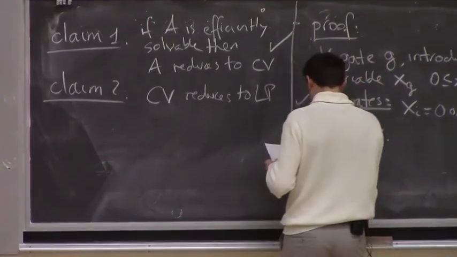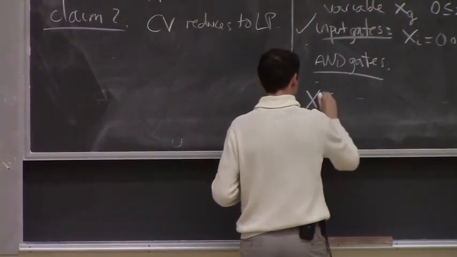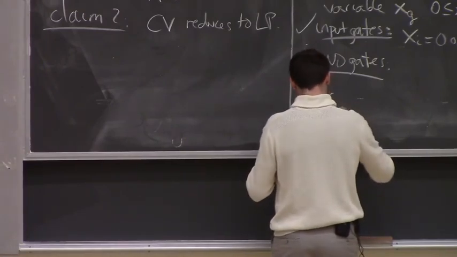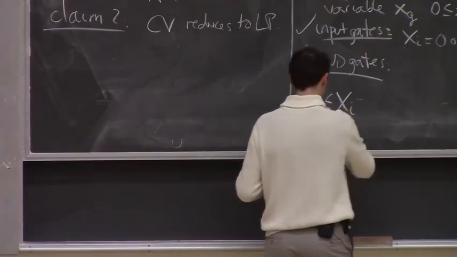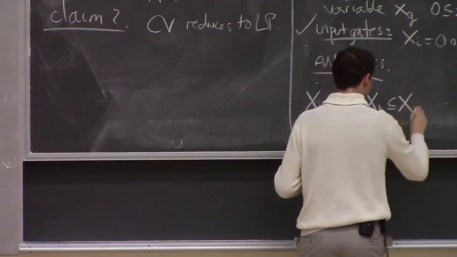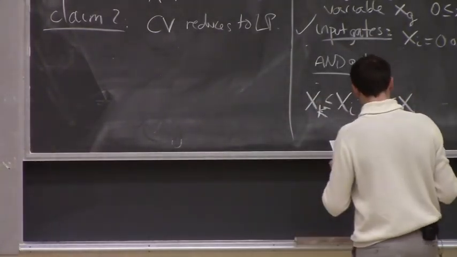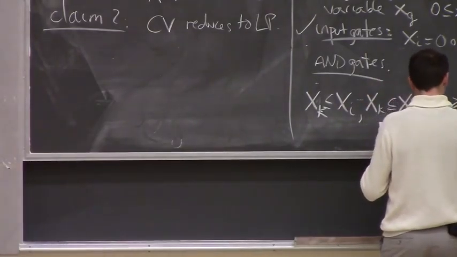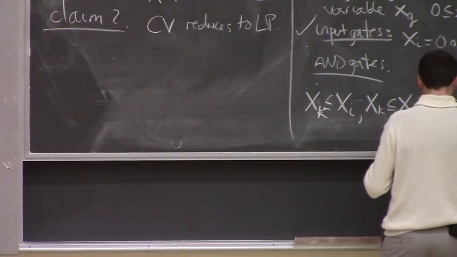AND gates, so here's a way to do it. You're going to say that xk is at most xi, that's linear. xk is at most xj, that's a second constraint, also linear, okay? And then we're going to say that xk is at least xi plus xj minus 1.